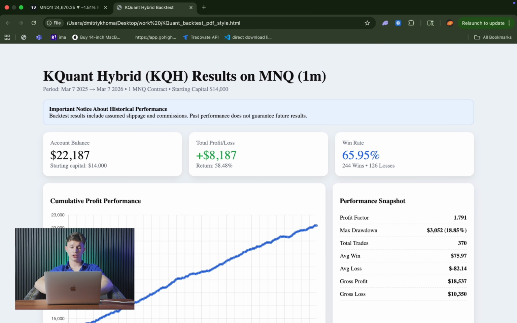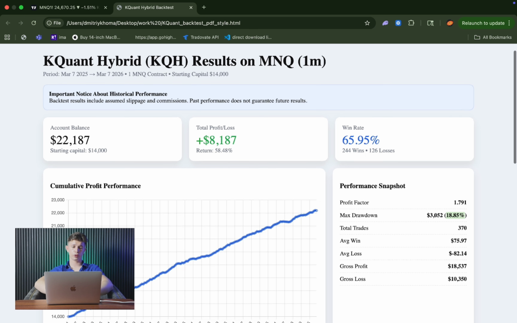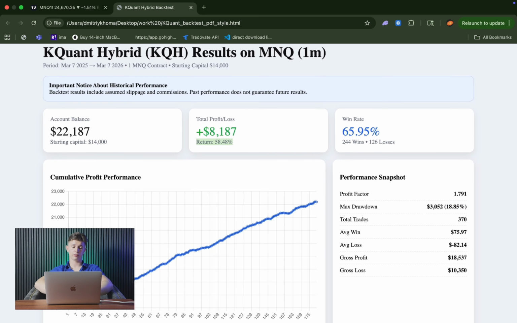By trading 2 micro Nasdaq futures contracts for 1 year, our maximum drawdown ended up being about $3,050, which on a $14,000 live cash account ended up being about 18%. The total PNL for the past year ended up being about 58% or $8,187. Out of those 370 trades, 244 trades were winning trades and 126 were losing trades. Our win rate for 1 year ended up being about 66% in total.